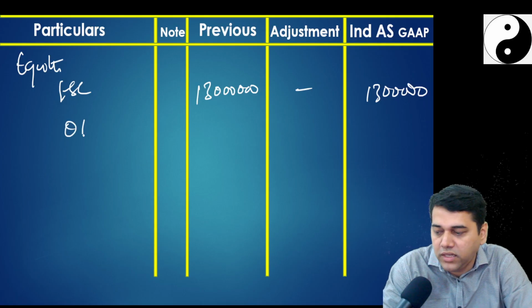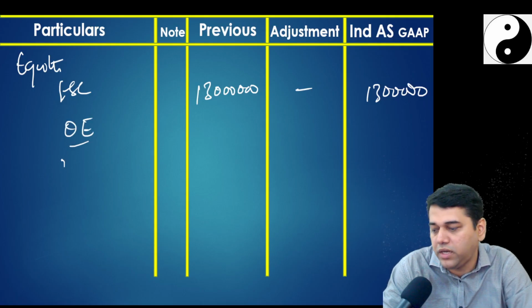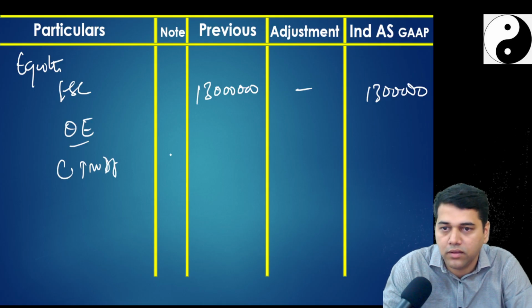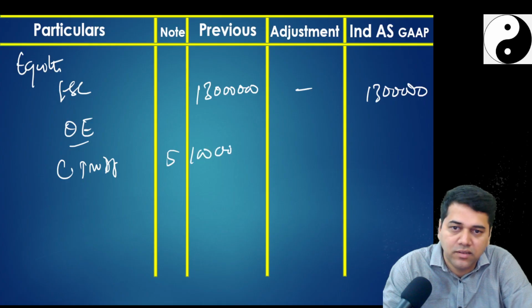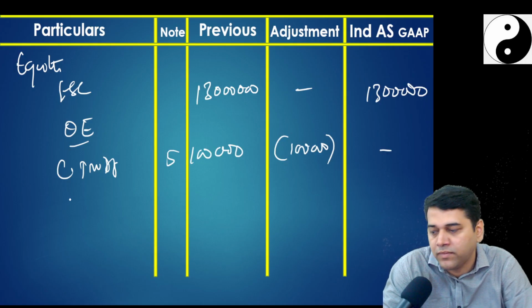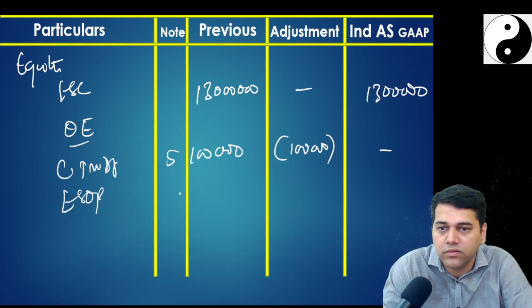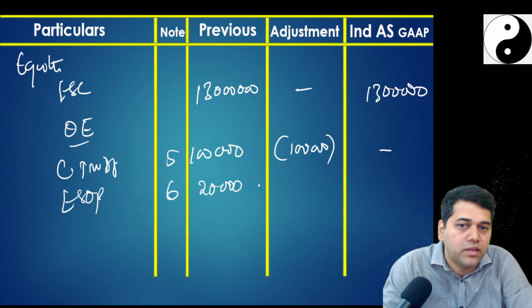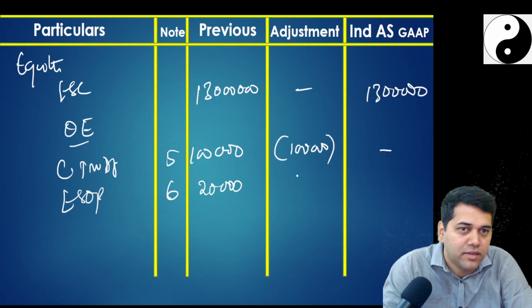Now, other equity. What is your cumulative translation difference? Note number 5, 1 lakh. Was there any adjustment? Yes, minus 1 lakh. So it's 0 now in the new balance sheet. ESOP reserve, note number 6, 20,000. Was the adjustment plus or minus? Add 1,000.